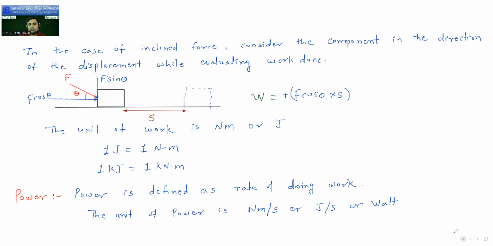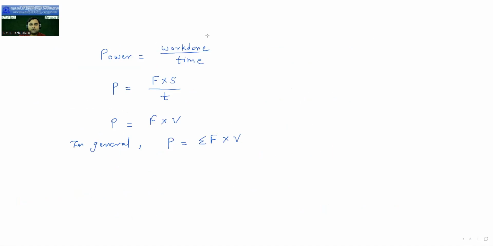It is similar for the work done also. If I write the general equation, work done is equal to summation F into S. Similarly, power is equal to summation F into V. Is it understood? What is work done? What is power?